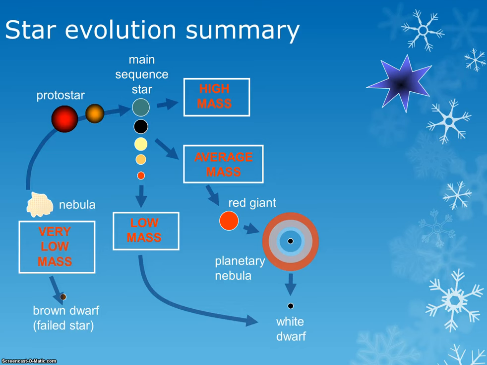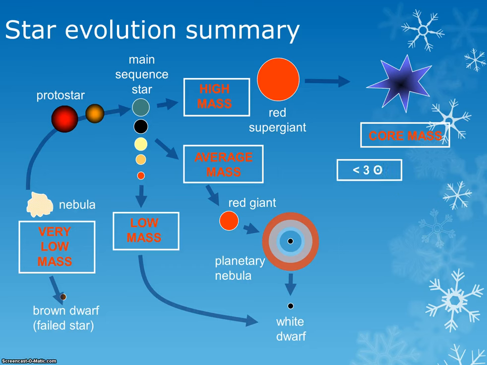If it's a really big star, we make a red supergiant, which then goes supernova. Then if it's a smaller one, we'd end up with a neutron star, and if it's a bigger one, we end up with a black hole instead. So those are our options. That's the life cycle of a star, and it all just depends on how big it is. And I know there's a lot there, but hopefully it's not too confusing. You just need to know the steps, really.